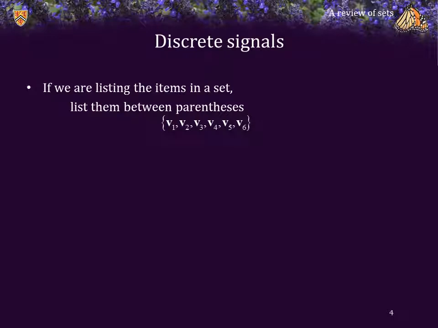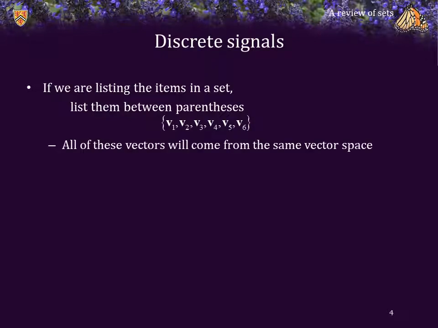Now, if we are listing just a finite number of items and we want to describe it as a collection of unique items, then we will just put them in braces and describe them as this set. So here I would have a set of 6 vectors with the general assumption that all 6 vectors are different. Now, all of these vectors are going to come from the same vector space. We're never going to mix up sets with vectors from R2 and R3 and R5 and continuous functions. That doesn't make sense in this course.